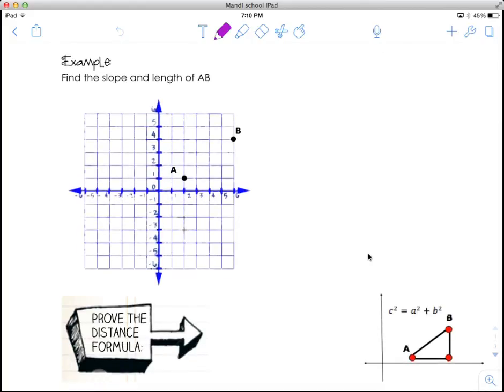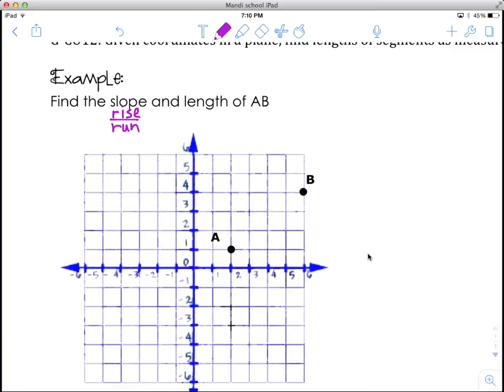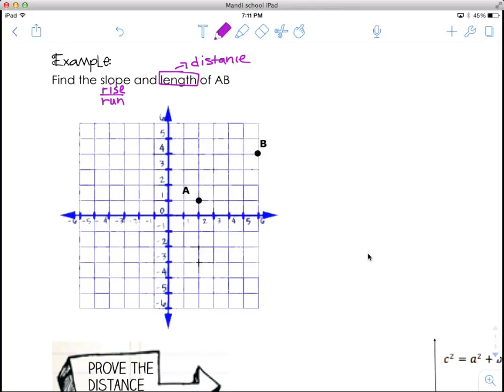Okay, so the first thing we want to do is find the slope. And remember that slope is rise over run. That would be review from algebra. And when they ask for length, length is really just distance. So let's start with slope.